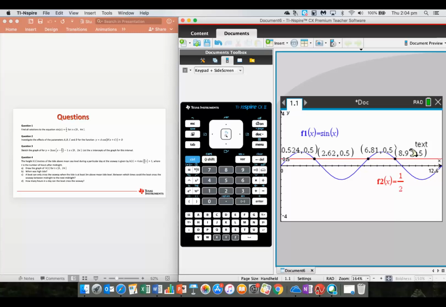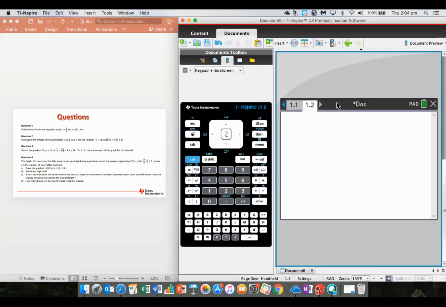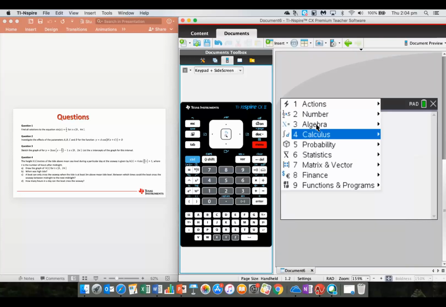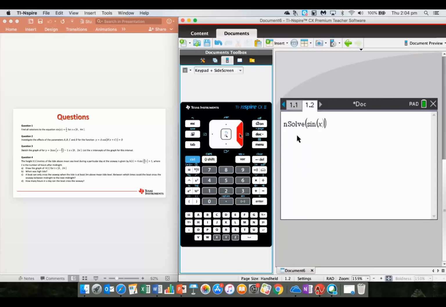Let's do the same thing now using a calculator page and use numerical solve, and we'll see how that gives us some different options. So I'm going to insert a calculator page. On my calculator page, I'm going to use numerical solve. So I'll use Menu, Algebra, Numerical Solve. Type the whole equation as I see it, which is sine x, right arrow to get out of the bracket, equals a half. Again, I'll use the fraction key, 1 down arrow 2.